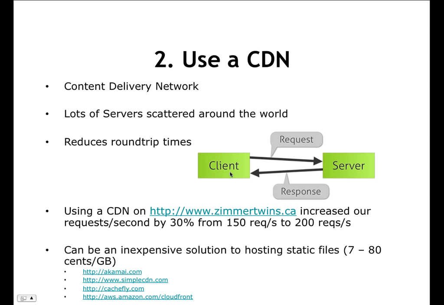Just as an example, using a content delivery network on a site that I had built, ZimmerTwins.ca, increased our requests per second by 30%, from 150 requests to 200. So it can make a very big difference on your site. And it can be inexpensive. It could be from 7 cents per gigabyte up to 80 cents. You just have to look around.